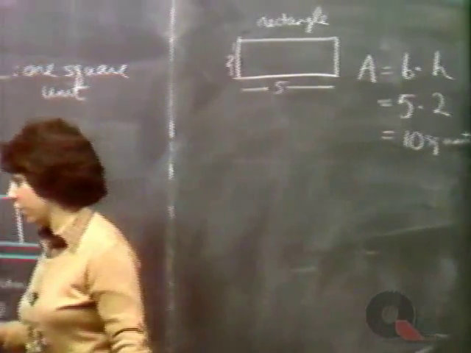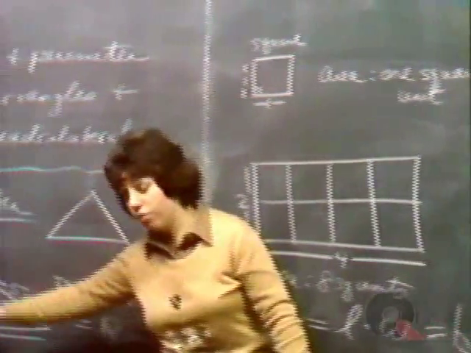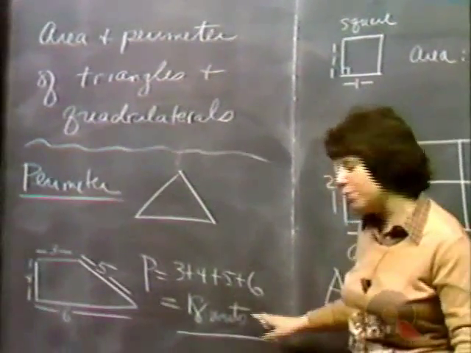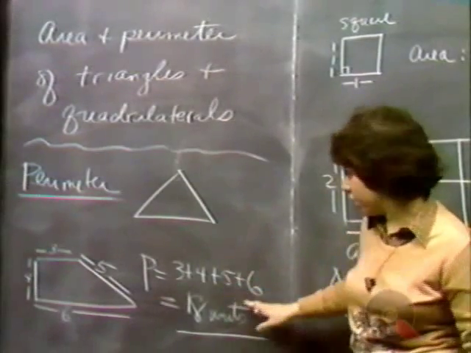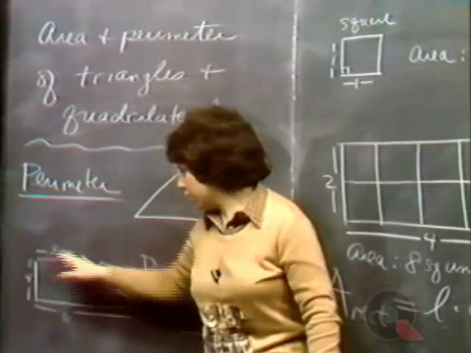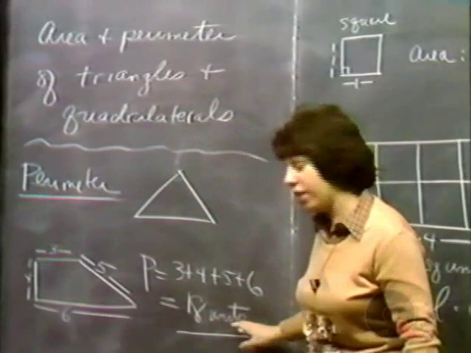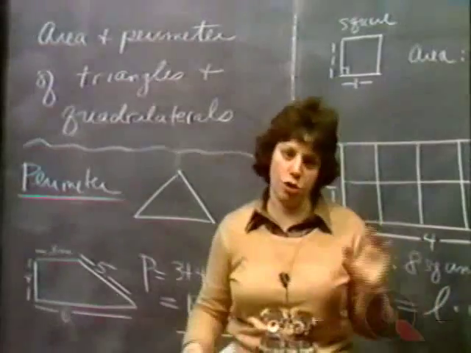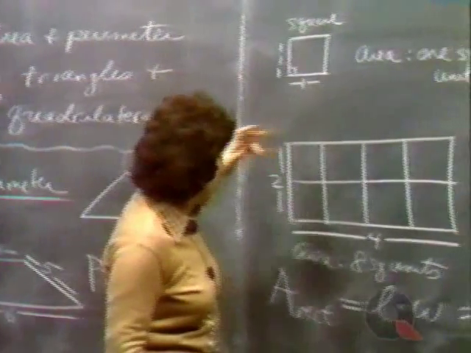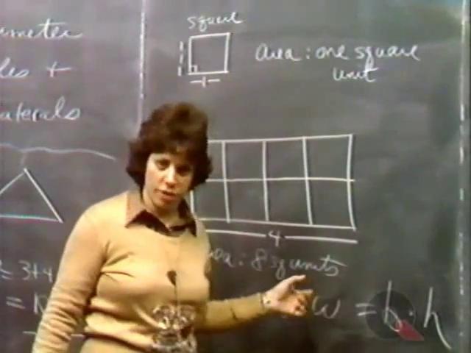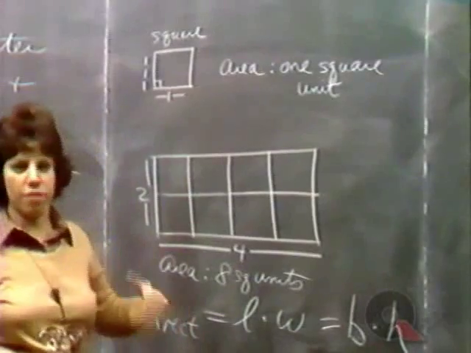In perimeter, it's the distance around the figure. Your perimeter comes out in units, inches, feet, whatever you're dealing with. It's simply the sum of the lengths of all the sides. So your unit is a unit of length, inches, feet, whatever, 18 units. In area, however, your unit comes out to be square units, square inches, square feet, whatever.